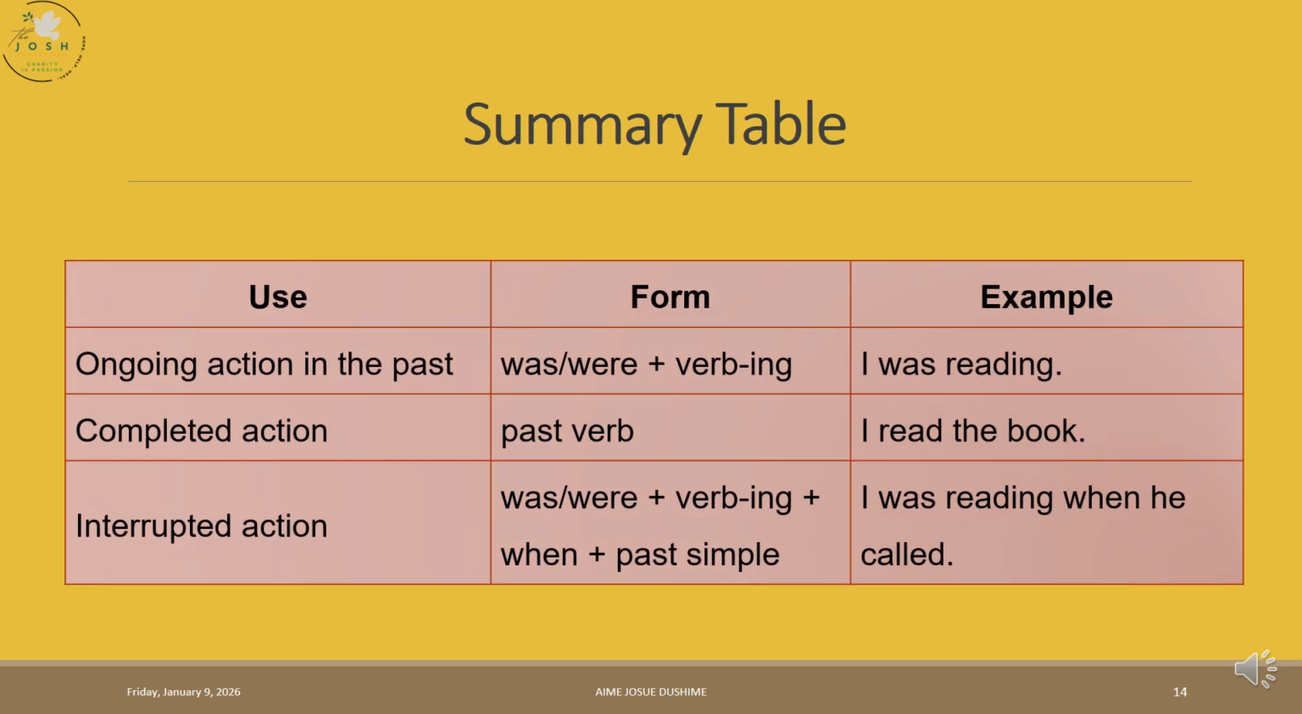And simply, for ongoing actions in the past, we use past continuous, was, were, verb ing form. I was reading. For completed actions in the past, we use past simple, and we use subject plus V2. I read the book. For interrupted actions, the longer action we use past continuous, and the short action we use past simple. Subject plus was, were plus verb ing form plus when or while or by the time plus subject V2. I was reading when he called.